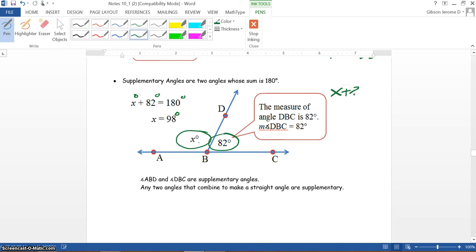And just to show it off to the side, we'll subtract 82 on both sides. And that would give us x is equal to 98 degrees. And that is the final answer. And it says angle ABD and angle DBC are supplementary angles. Any two angles that combine to make a straight angle are supplementary.